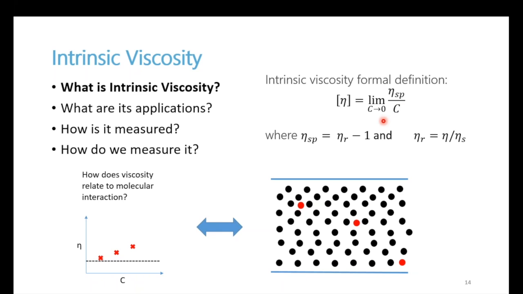It's the limit, when the concentration of your solute molecules goes to zero, of the relative increase of viscosity divided by that concentration.